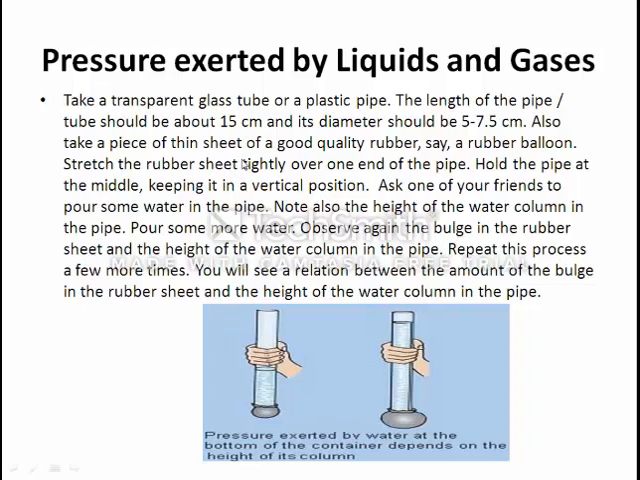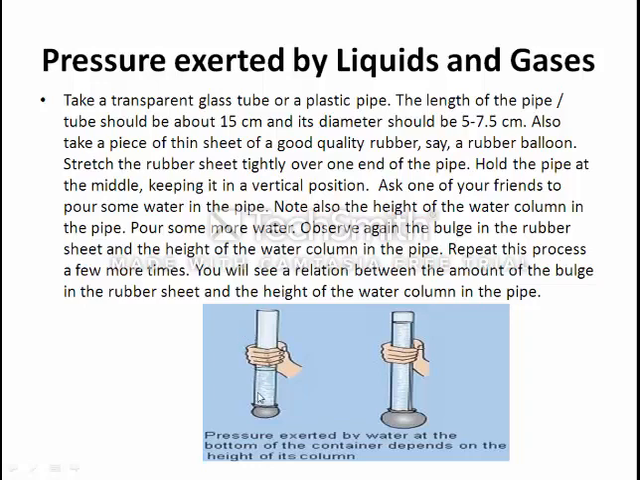Guess what we are taking? We are taking a transparent glass tube or a plastic pipe. Why are we taking a transparent glass tube? So that we can watch the height of the water in this tube. The length of the pipe should be 15 centimeter and the diameter should be 5 to 7.5 centimeter.